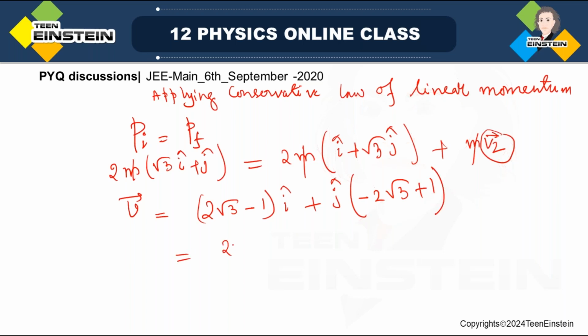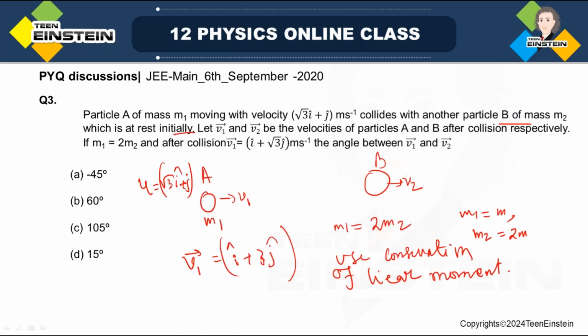Okay, or another word, minus. Okay, so we have got V2 and we have been given V1. I have to find out the angle between them.